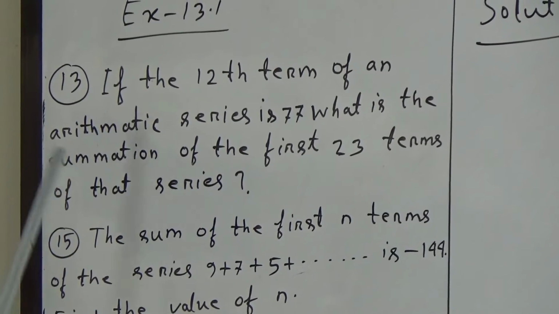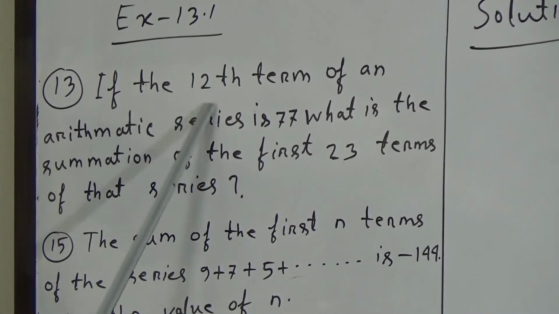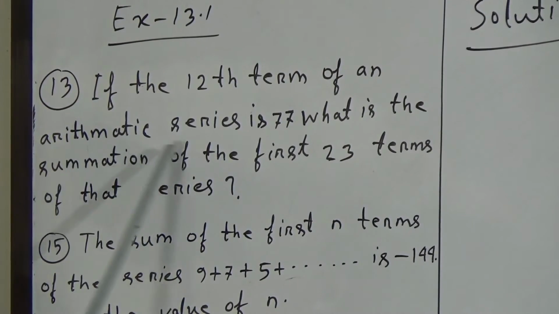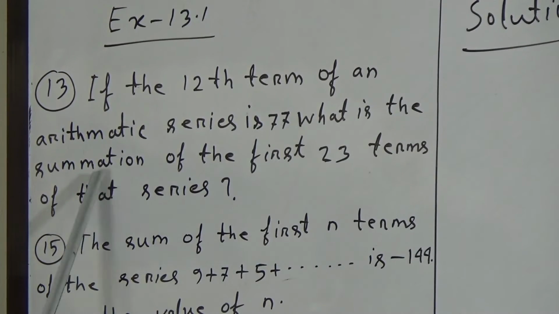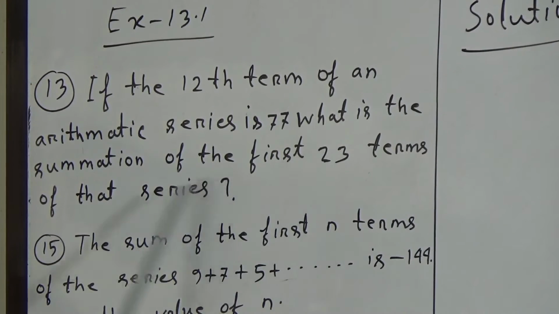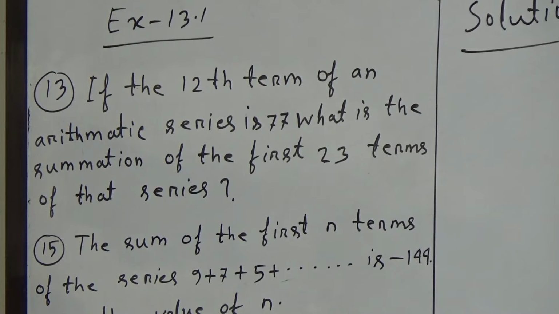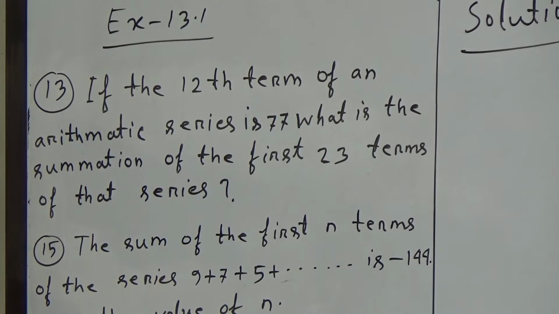Here, the question is, if the 12th term of an arithmetic series is 77, what is the summation of the first 23 terms of that series? Dear students, here first term and common difference is not given. At first, we will consider first term of the series is A and common difference of the series is D. Then we can find any terms.